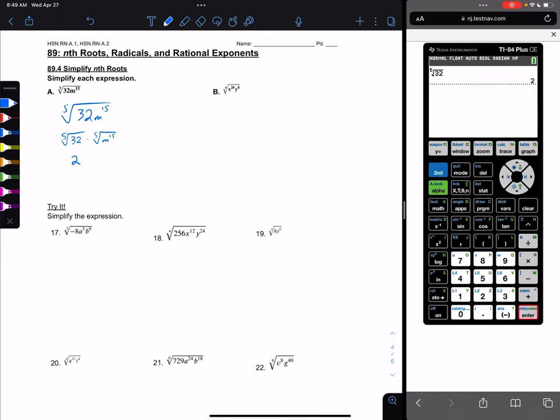Now we have the fifth root of m to the 15th. Based on previous videos and examples, we know that that radical can be rewritten as m to the 15th over 5. I can take this 15 and put that as my numerator, and this 5, my index, as my denominator. Now, 15 divided by 5 is pretty easy, and that's going to be 3. So I've now reduced that, and I have my solution, or my simplified expression.